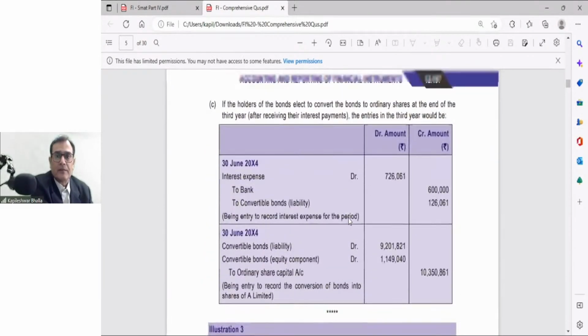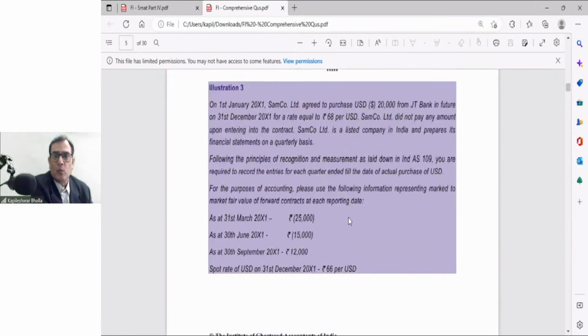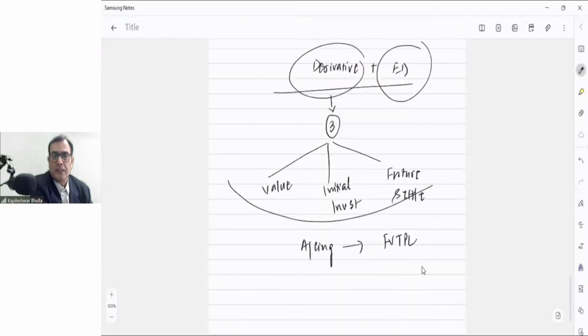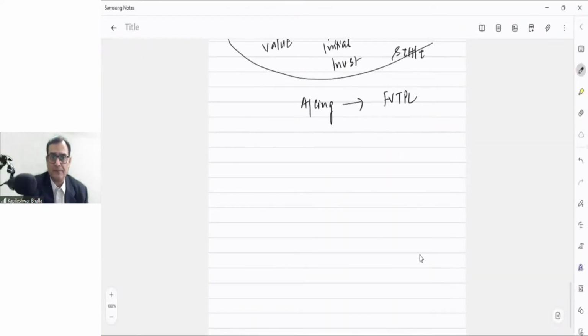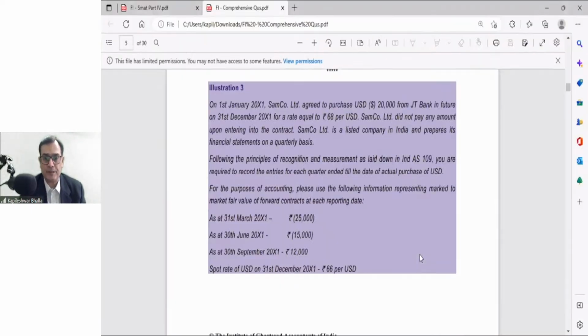It is given on page number 12.197, in the comprehensive illustrations in the study material. Okay, let's read this.